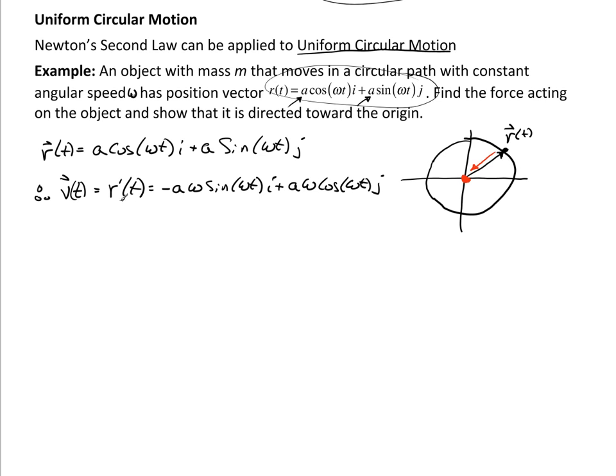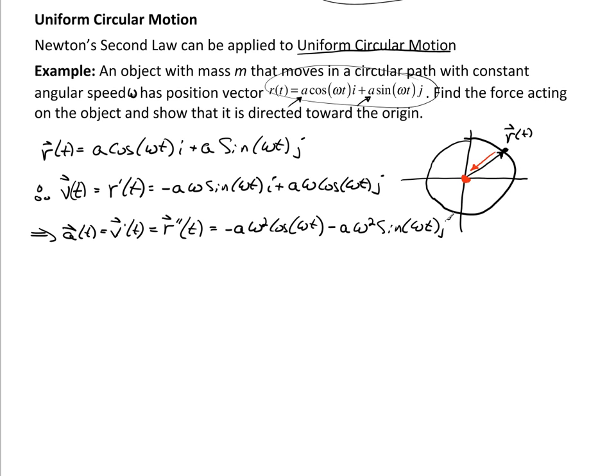So this is my velocity vector. Now the acceleration vector equals the derivative of the velocity vector, which, not to be too redundant here, is the second derivative of the position vector. This is going to be negative a omega squared cosine of omega t minus another omega squared sine of omega t j.